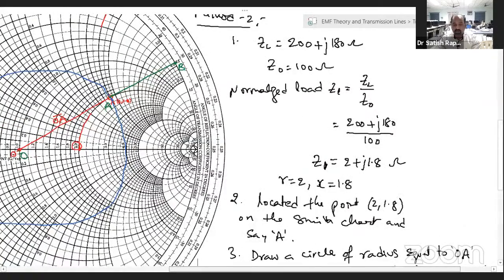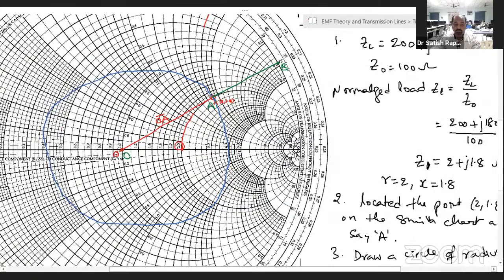So measure what is OA, from this point to this point, how much, and from this point to this point, how much. You can measure using a scale, the length of the line, physically, how many centimeters. Measure OA, this length, and OB, physically.